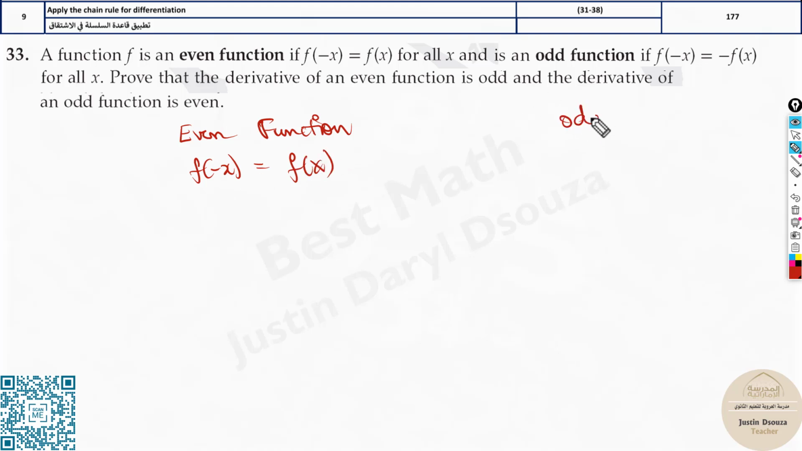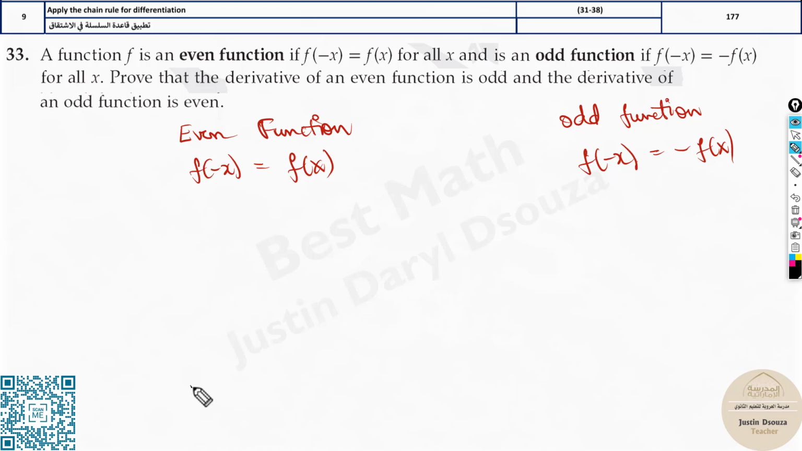Whereas an odd function is also given. An odd function is one where f of negative x will be equal to minus f of x. Now, if you know so much, can we just find the derivative directly? Because they are asking us to prove the derivative of an even function. Let me write over here what would be the condition.